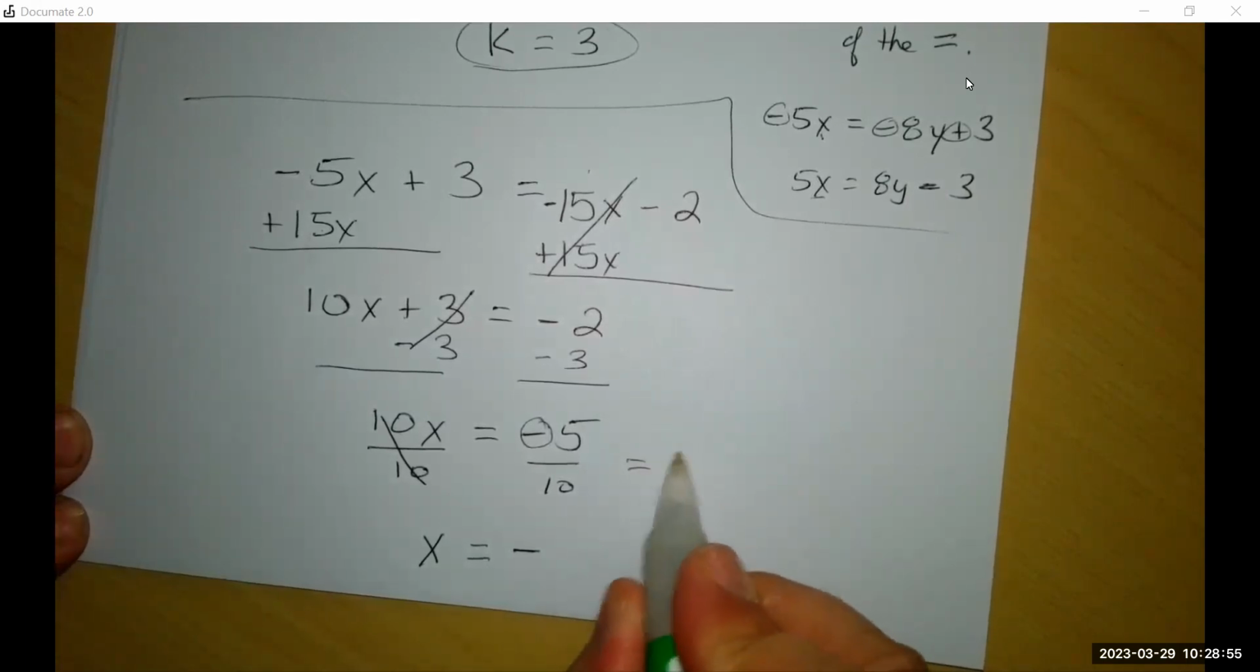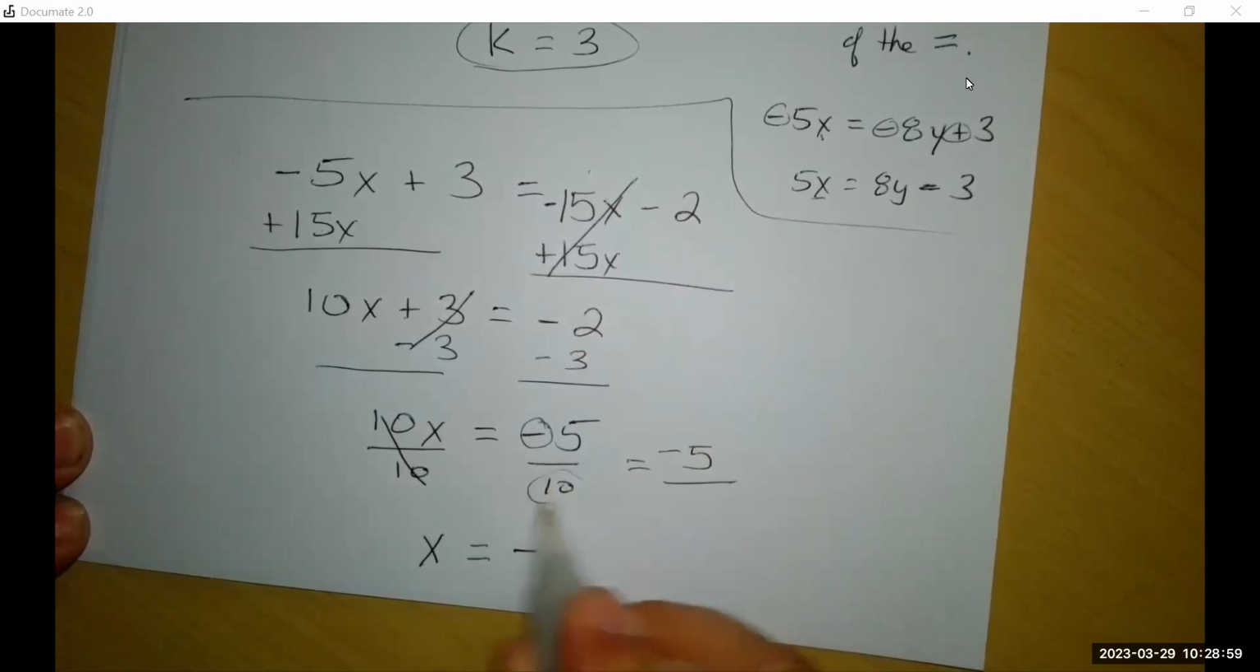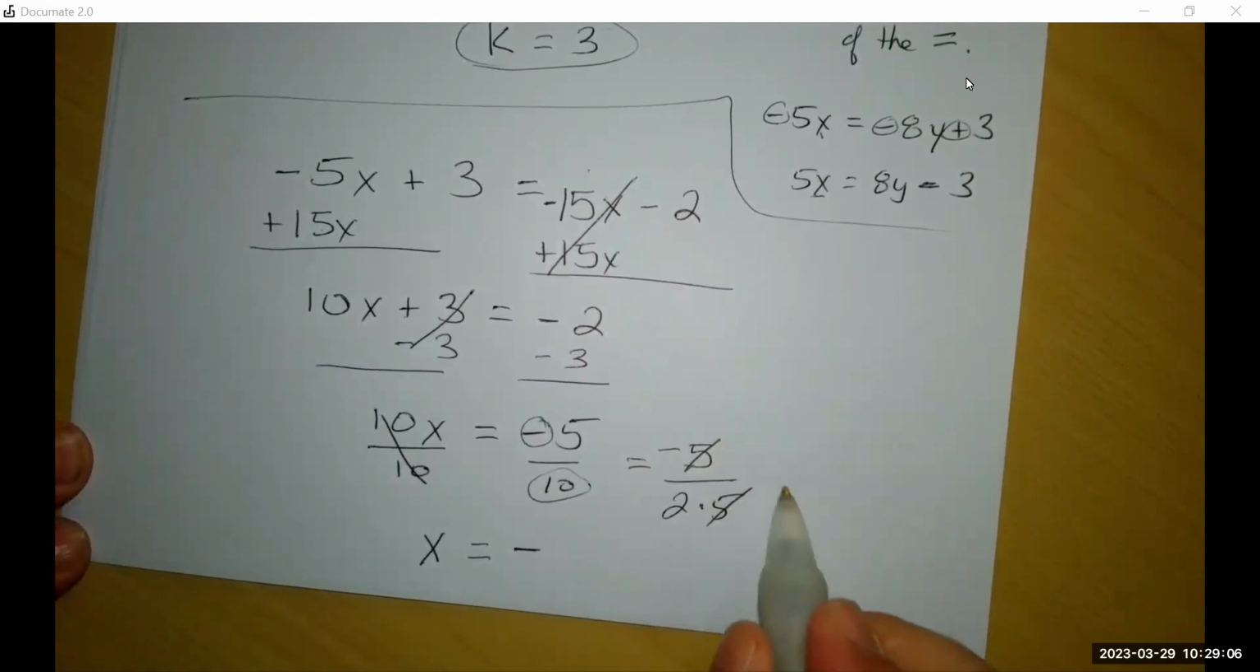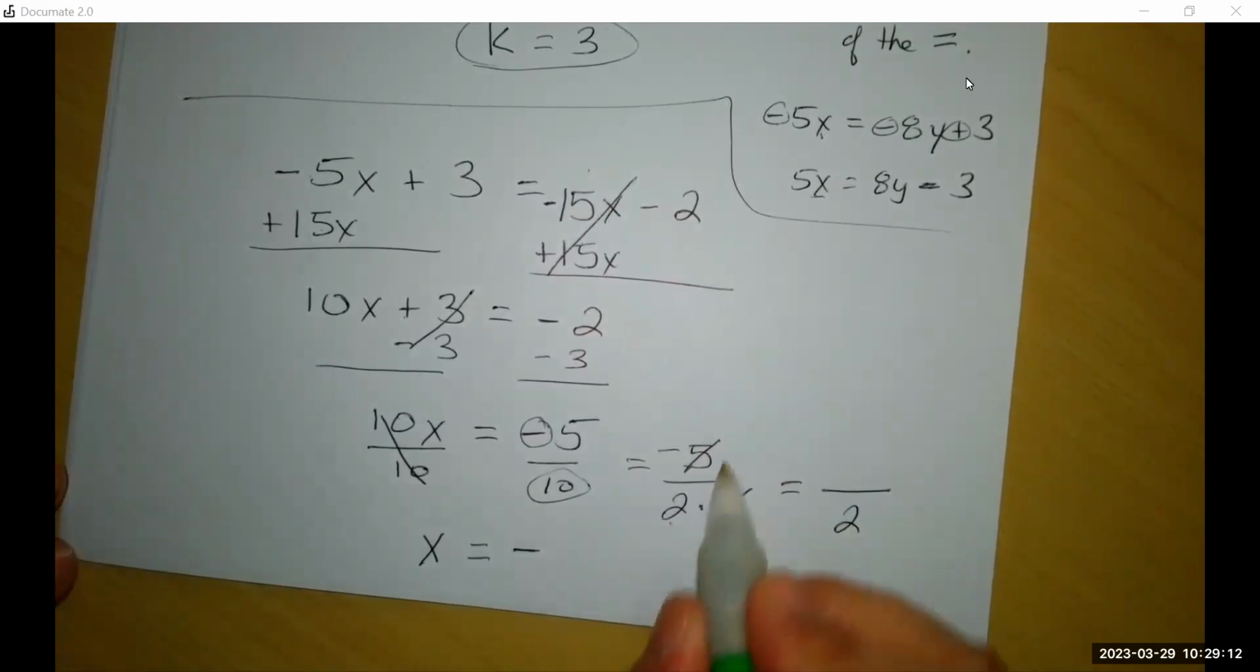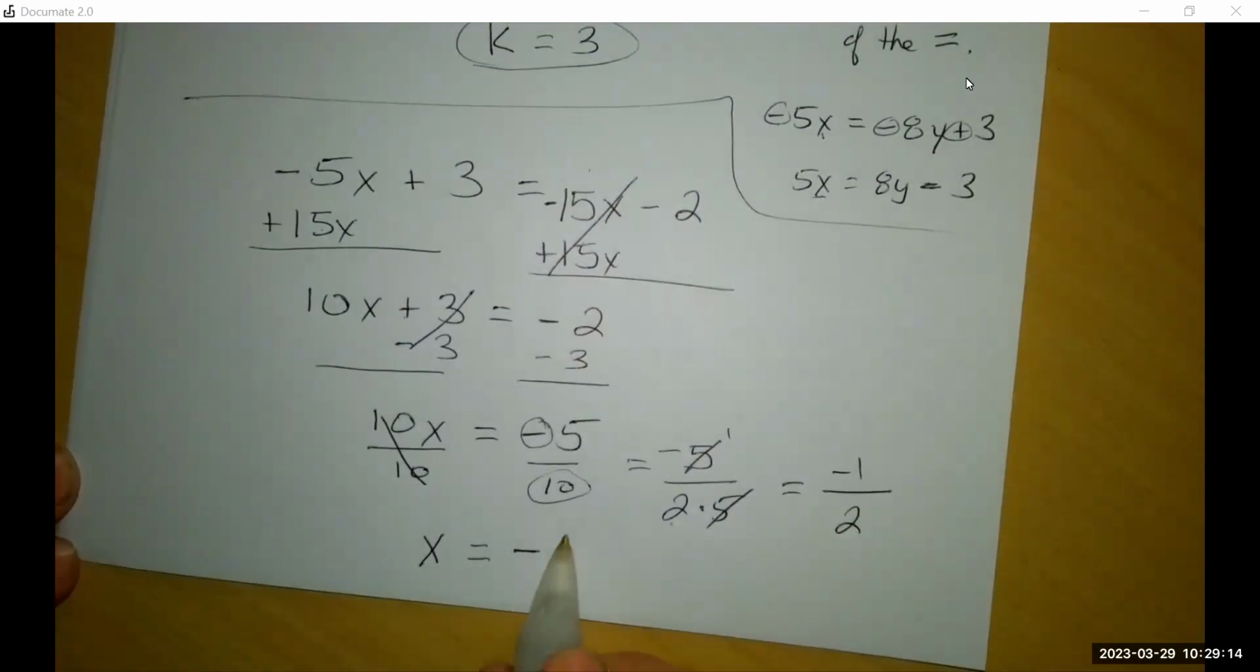Simplify. On top, we have 5. What is 10 made up of? 2 times 5, right? These cancel. Where's the 2? It's on the bottom. It stays on the bottom. What's on top? A 1. So it's -1 over 2.